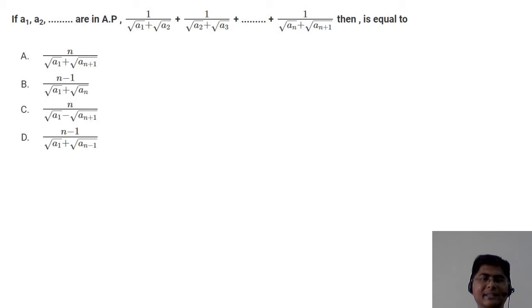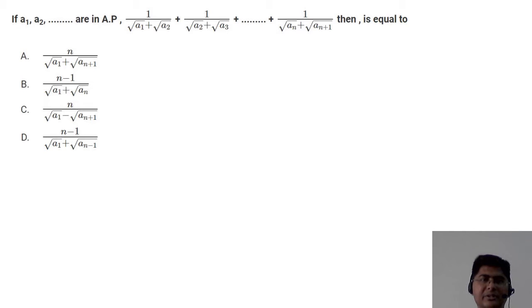As you can see, option A is n divided by root A1 plus root A(n+1). Then the second option is B, n minus 1 divided by root A1 plus root An.